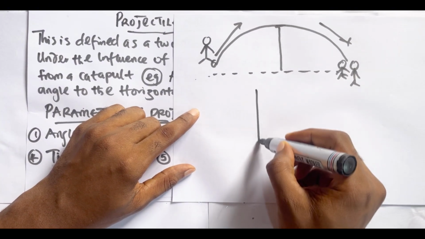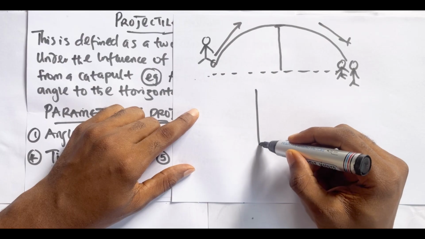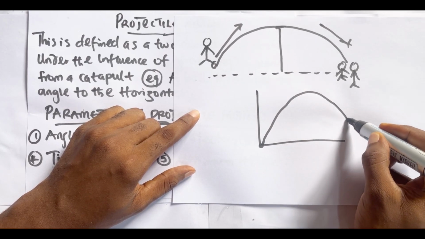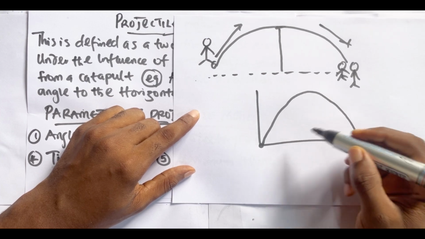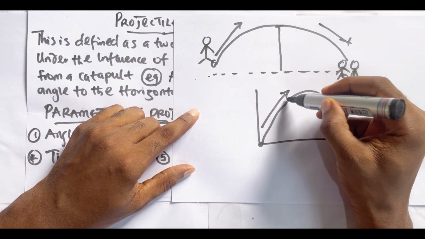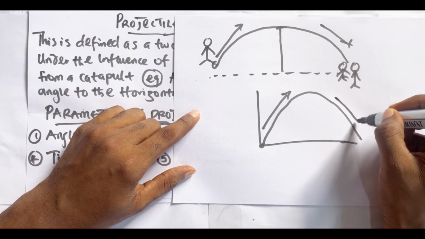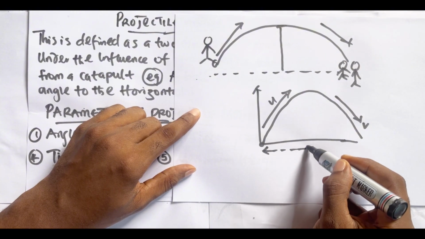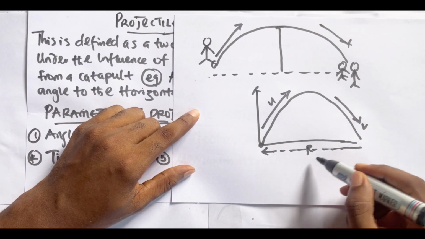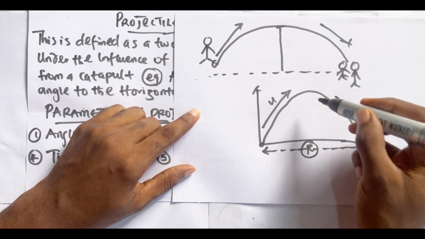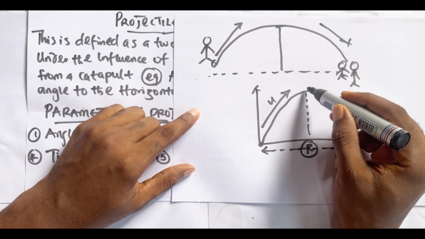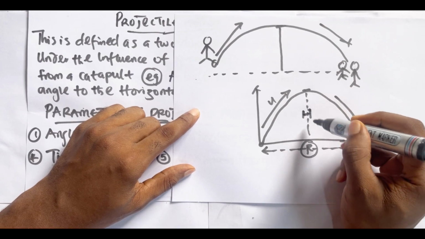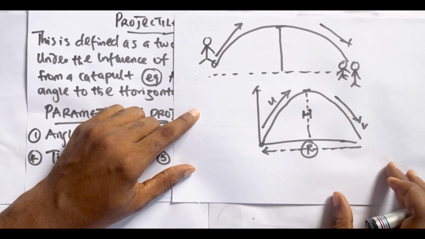Let's say, for example, a particle or an object is thrown, reaches the maximum height, and then comes down. The first thing that happened is it moved with an initial velocity u, landing with a final velocity v. This horizontal distance covered is known as what? The range. And this point where it stopped before coming down is known as what? The maximum height.